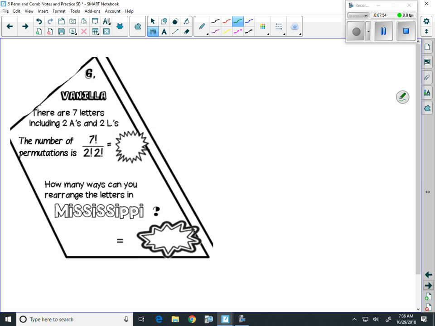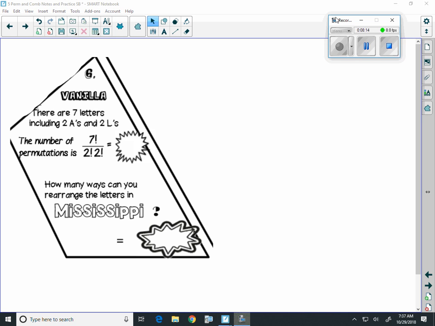What if there were 3 L's? What would I put? 3 factorial. So however many there are, that's what you put in there. So now we're going to do 7 factorial on top, divided by 2 factorial times 2 factorial. I'm going to show you how to use factorial in your calculator, so you don't need to put these all in, and it gets too crazy.